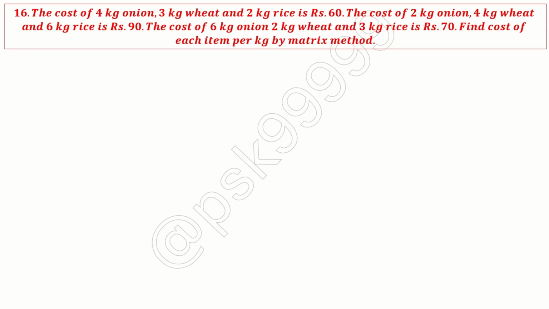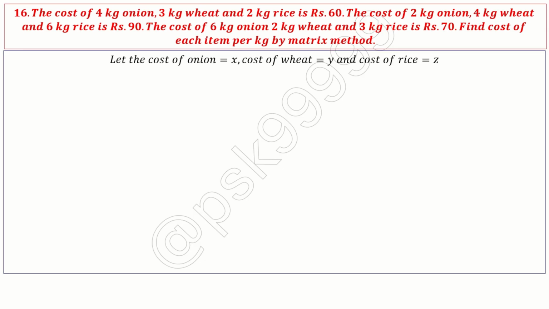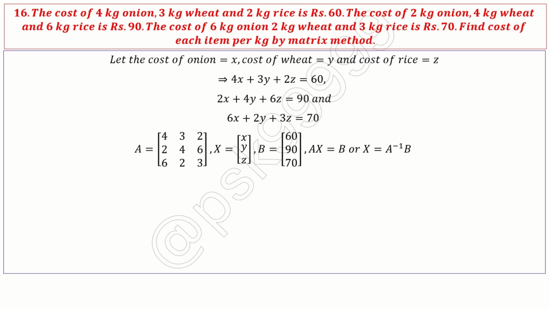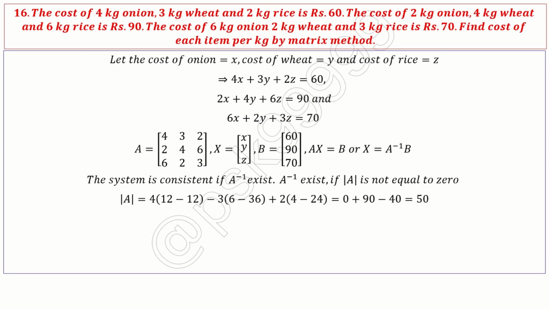First thing is write the equations. Let the cost of onion be x, cost of wheat be y, cost of rice be z. So my equations are 4x plus 3y plus 2z equal to 60, 2x plus 4y plus 6z equal to 90, and 6x plus 2y plus 3z equal to 70. Now you put it in matrix form. A is 4 3 2, 2 4 6, 6 2 3, X is x, y, z, B is 60, 90, 70, and you will do exactly the same.